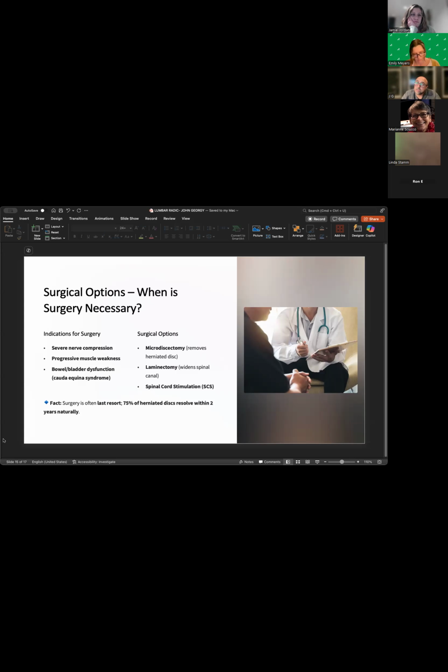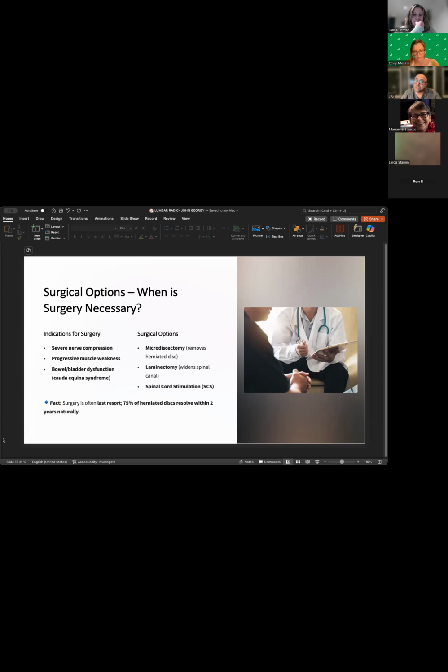Laminectomy is definitely a very big and successful surgery. They would take a piece of the lamina, which is the back of the bone of the spine, to open up that space more, which is successful for folks, especially for that term stenosis.